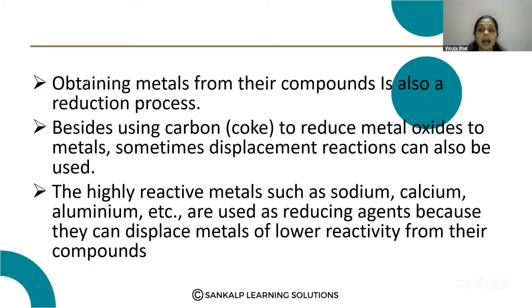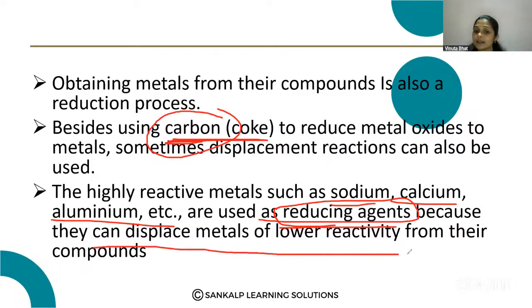You know that highly reactive metals reduce the low activity metals. Examples of highly reactive metals are sodium, calcium and aluminium. These are used as reducing agents. So instead of carbon, that is coke, the highly reactive metal is used as the reducing agent because it can displace the metal of lower reactivity from its compounds.